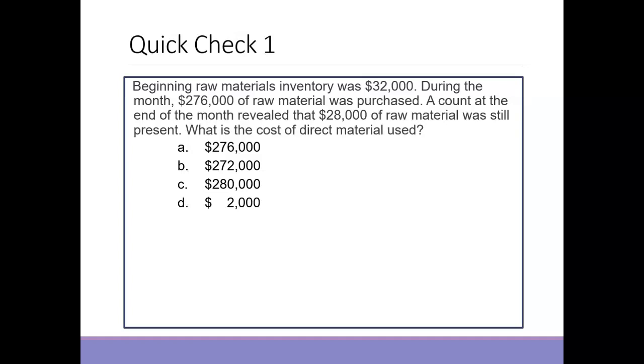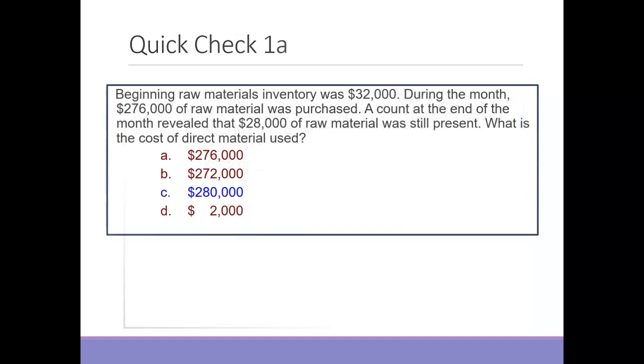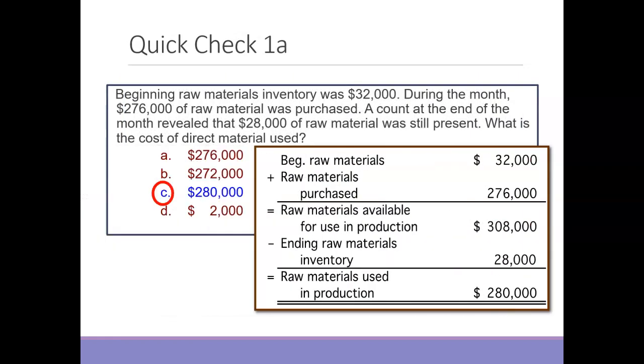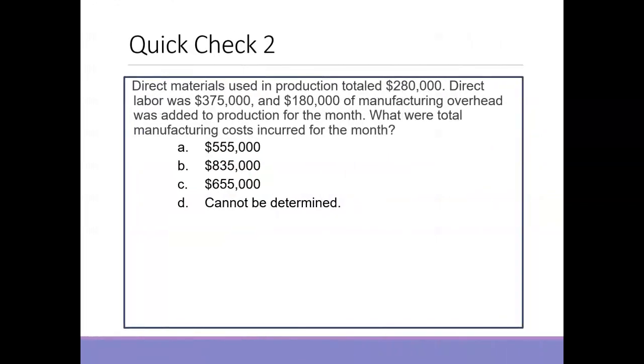You want to say C? How many agree? Perfect. Beginning inventory plus purchases equal what's available, minus our ending gives us raw materials used in production. Excellent. How about this one?